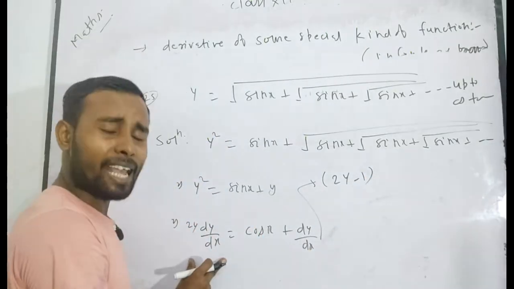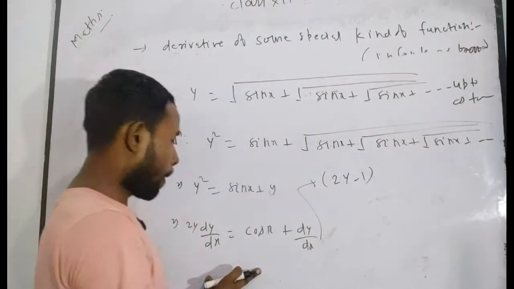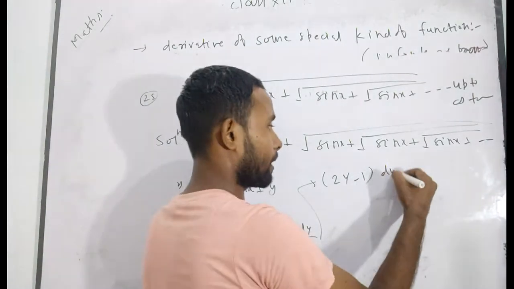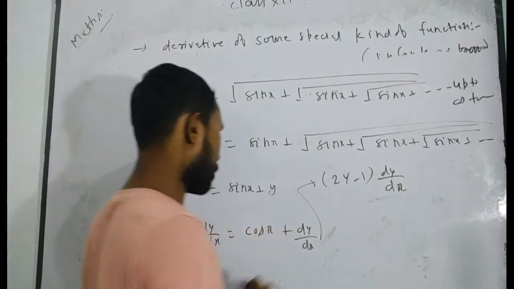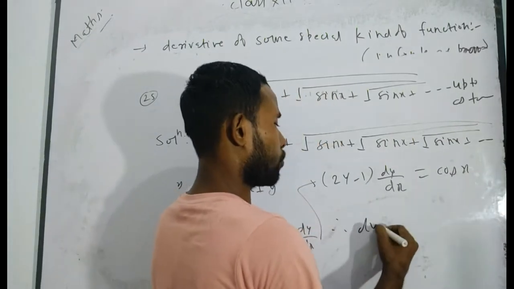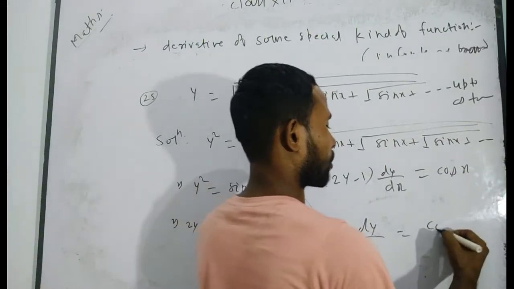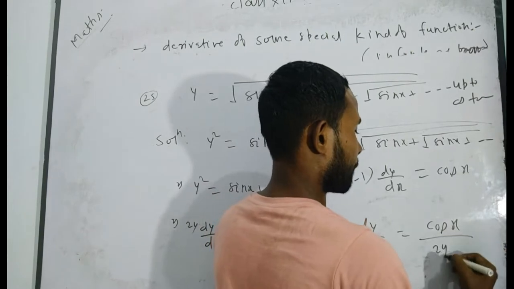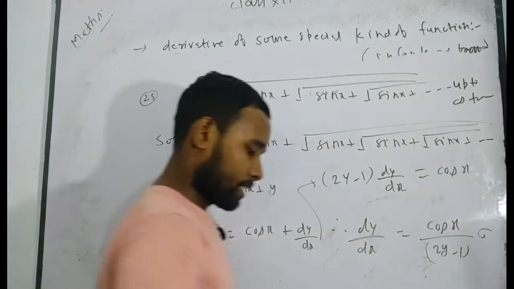After that, you will take dy/dx common from both terms. You will get (2y minus 1) times dy/dx, which will be cos x. So finally you will get dy/dx is equal to cos x divided by 2y minus 1. This is your correct answer.